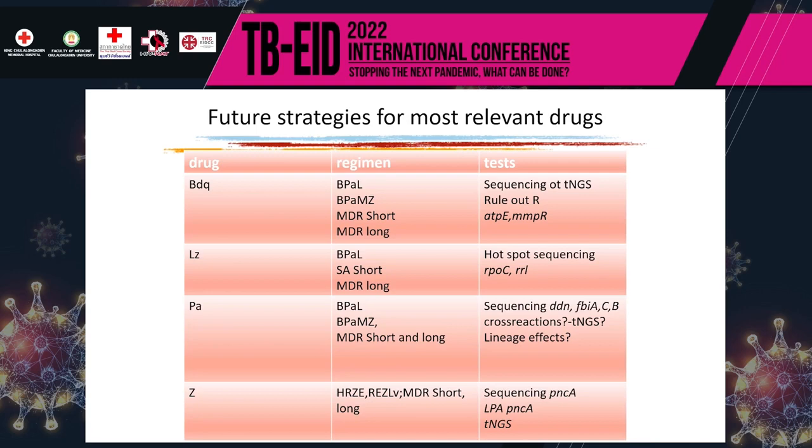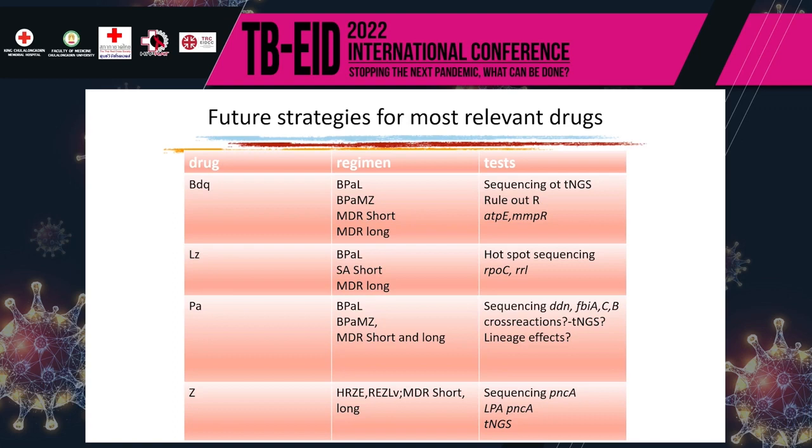For linezolid, that is included in the South African short, in the MDR-WHO long, and in the BPaL, there is a hotspot in 2 genes, so the hotspot sequencing could be performed by sequencing, or new tests could be developed just targeting a small piece of DNA in the two genes. For pretomanid and delamanid, we are more or less in the same situation. So the sequencing of the relevant genes, such as ddn, fbiA, C, and B, but we need to understand what would be the cross reaction and how the lineage effect can be influenced.